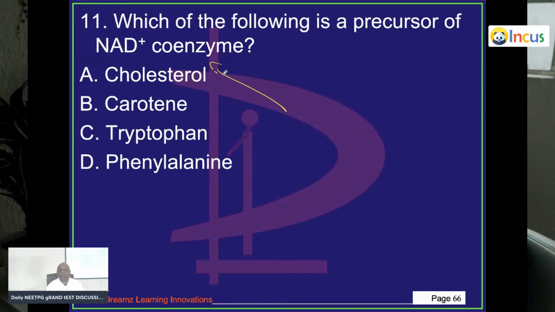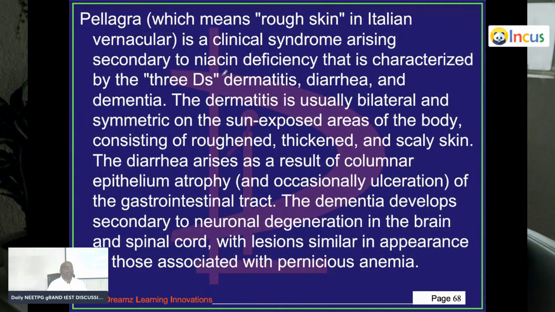Which is a precursor of NAD coenzyme? Easy question. Tryptophan. That's the reason if tryptophan is not there, niacin is not there, and that leads to pellagra.